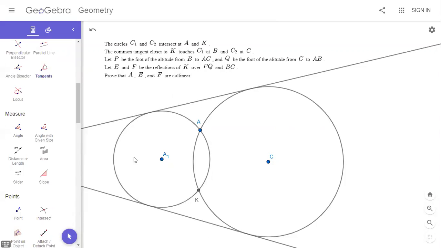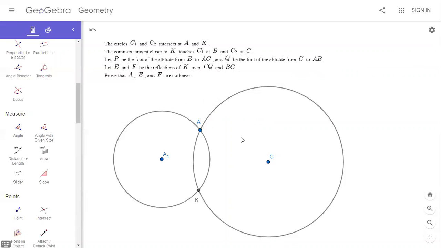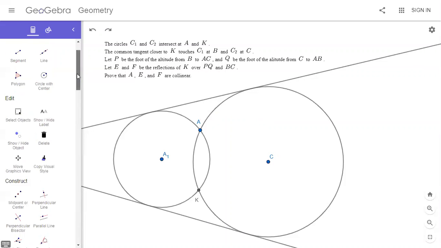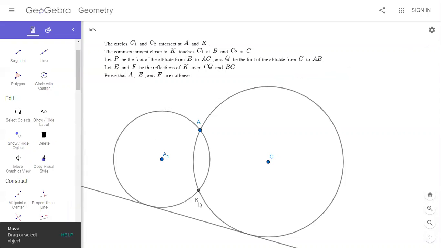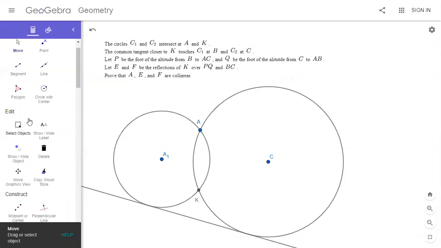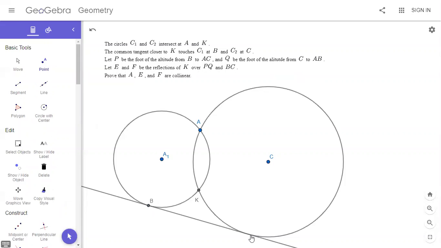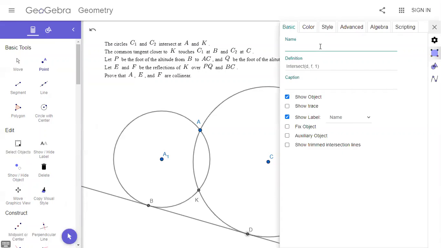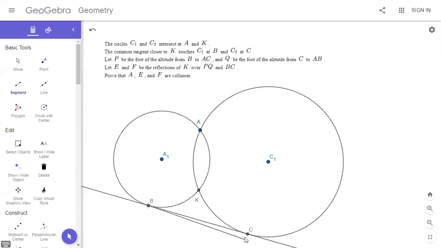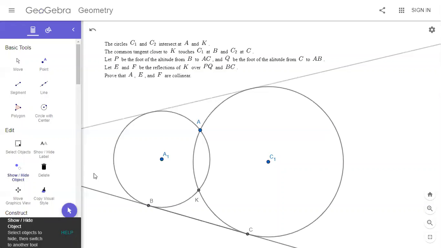Now this is really interesting. So they only want the common tangent closer to K. If you delete one of the common tangents in GeoGebra, it deletes the other. However, you can just hide one of them, which is really weird. So I'm going to hide that one, but not this one. Okay, touches at B and C. Let me just hide the rest of it.